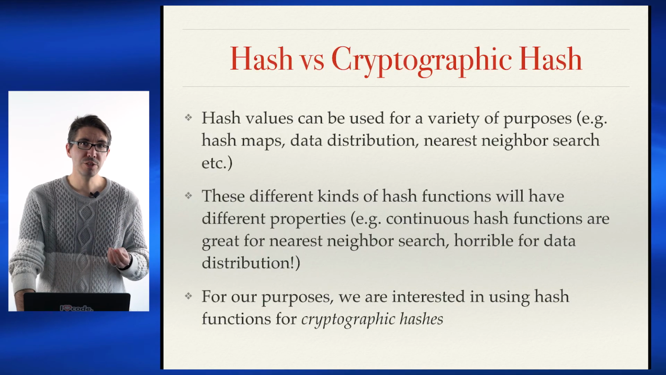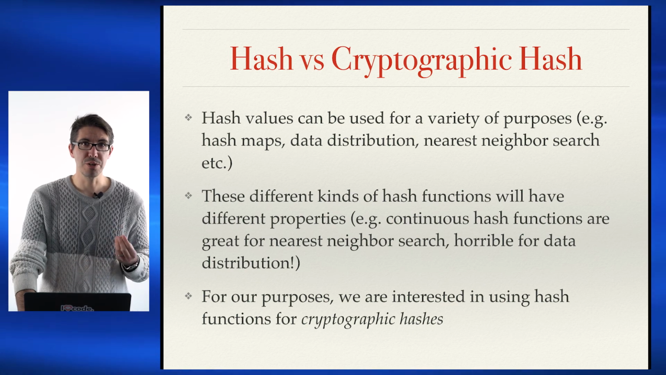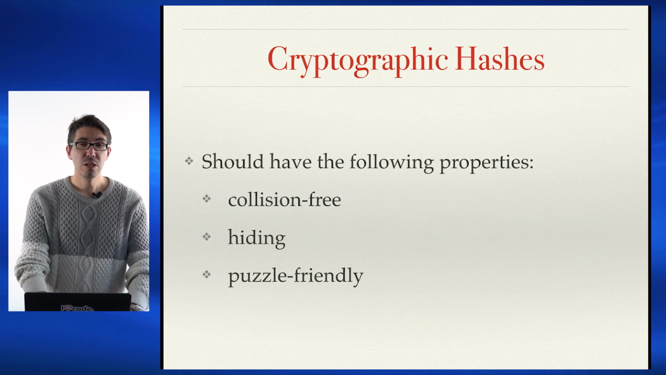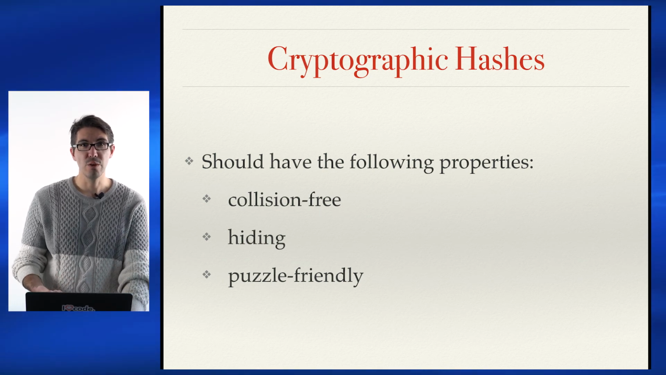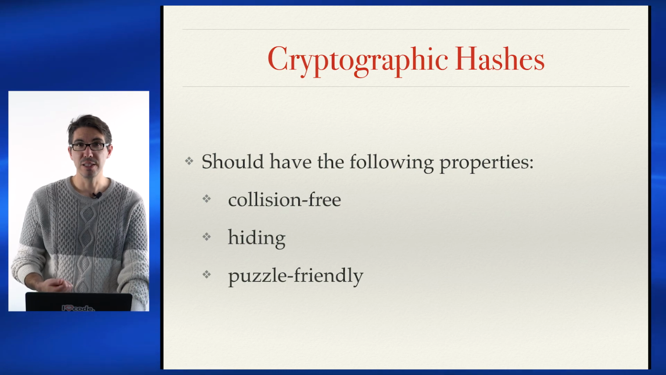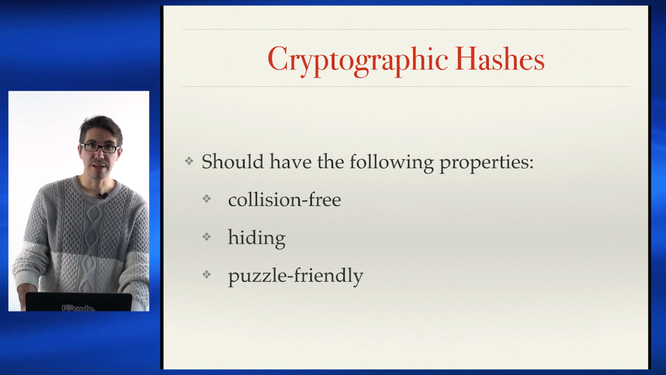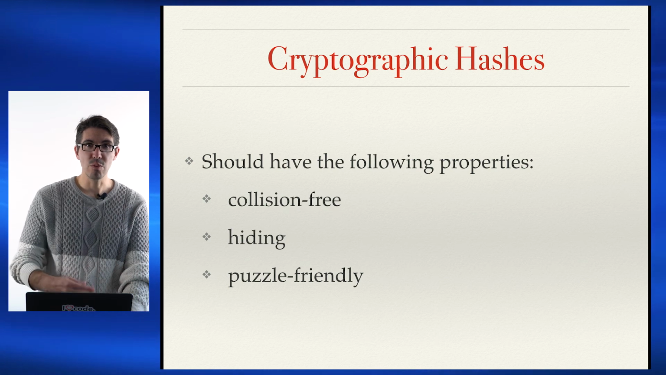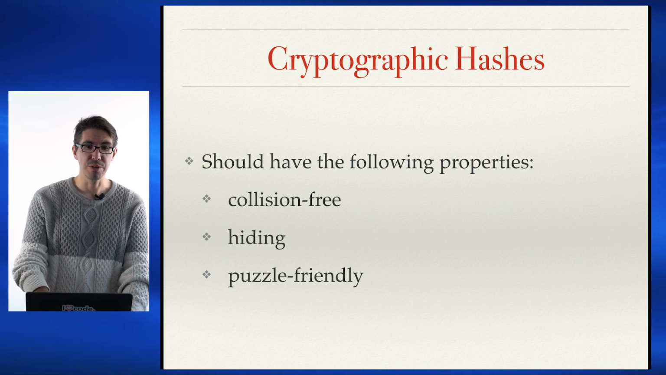In terms of blockchain technology, we're most often interested in using hash functions for cryptographic hashes, as you might expect from the name cryptocurrency. Cryptographic hashes are hash functions that have the following properties. One, they are collision-free, or as we'll see, collision-resistant. Two, they're hiding. Three, they're puzzle-friendly. We're going to discuss what each of these means, as well as see why BadHash does not in fact meet any of these requirements for a cryptographic hash function.